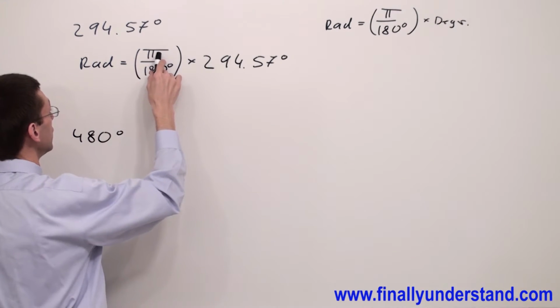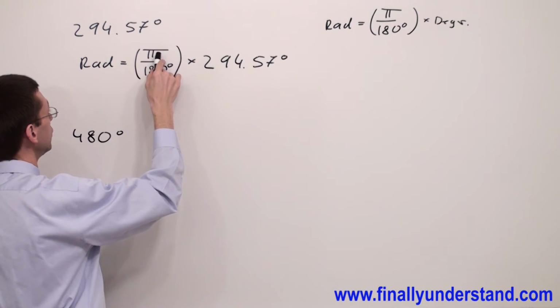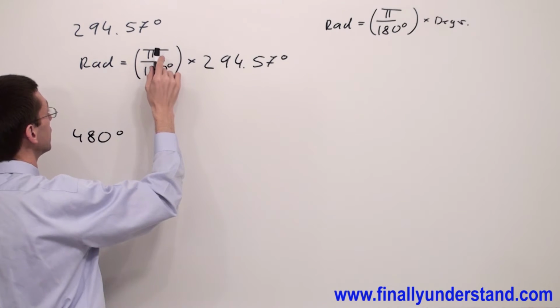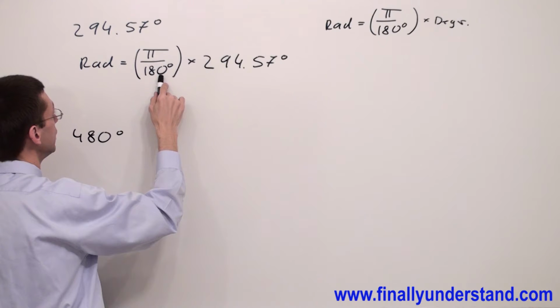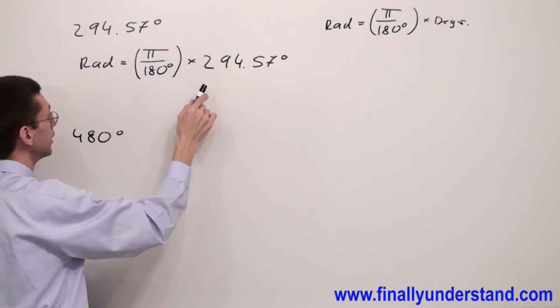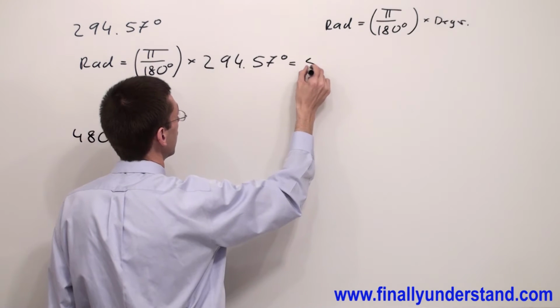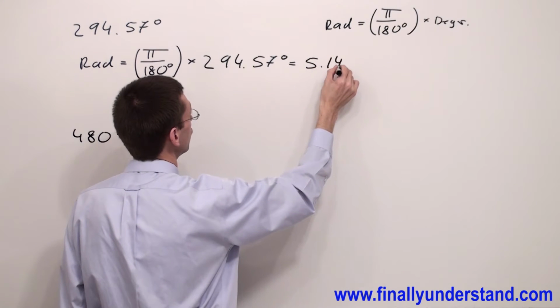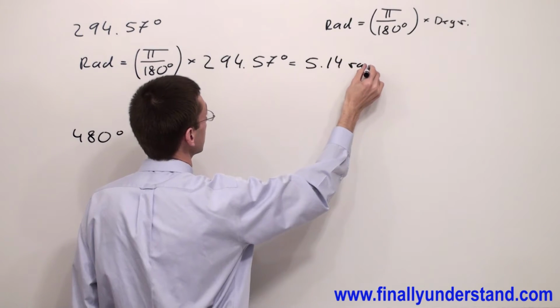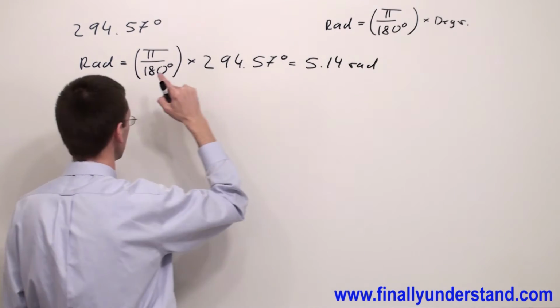You're supposed to see the pi function on your calculator, but if you cannot find it, you can always use 3.14. But if you can find it, just simply type pi divided by 180 times 294.57. This is going to be equal to 5.14 radians. And this is the solution to this problem.